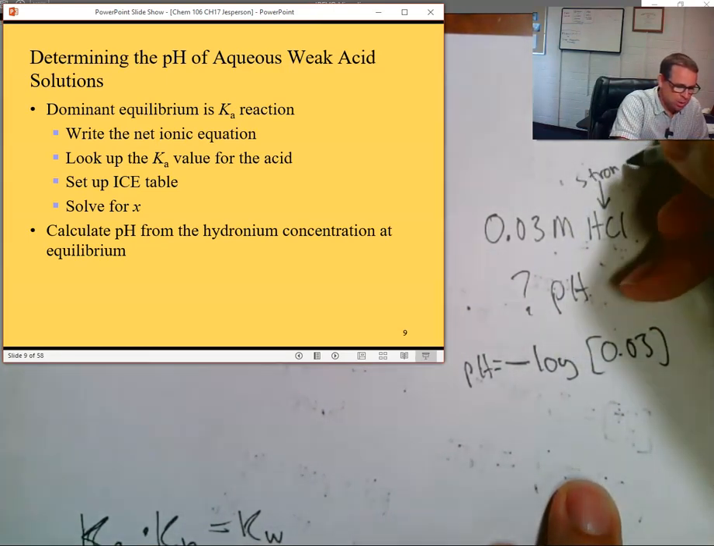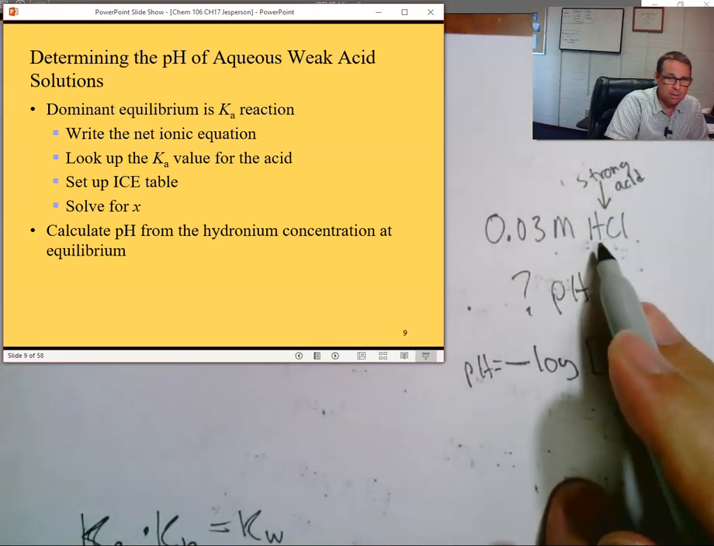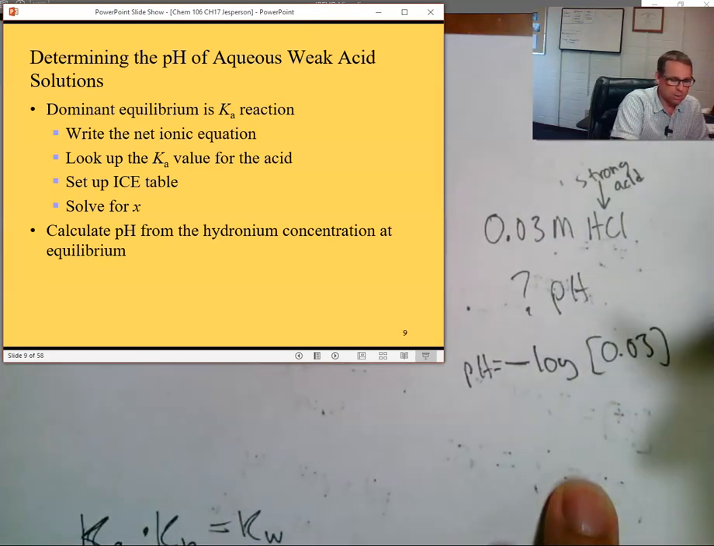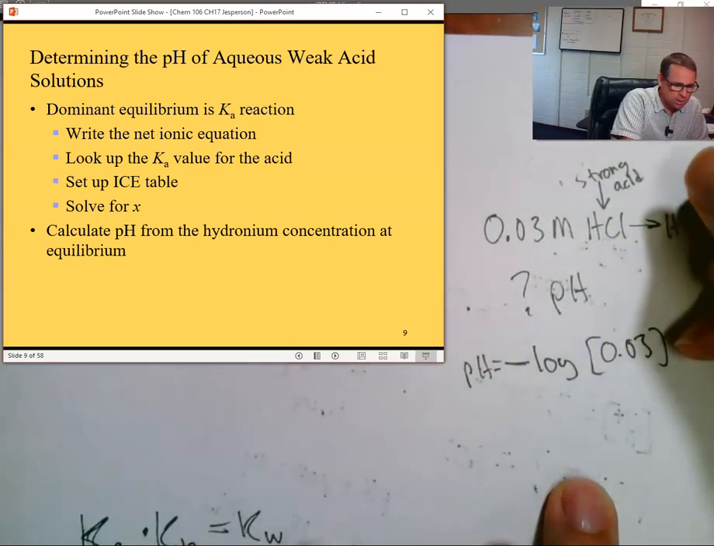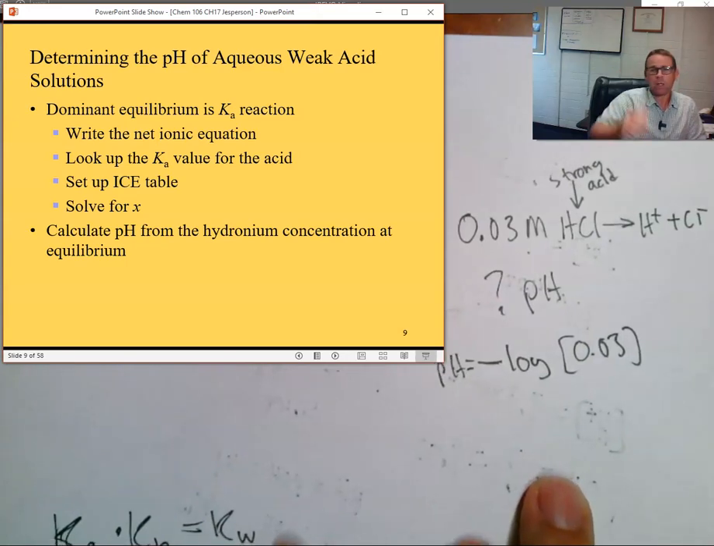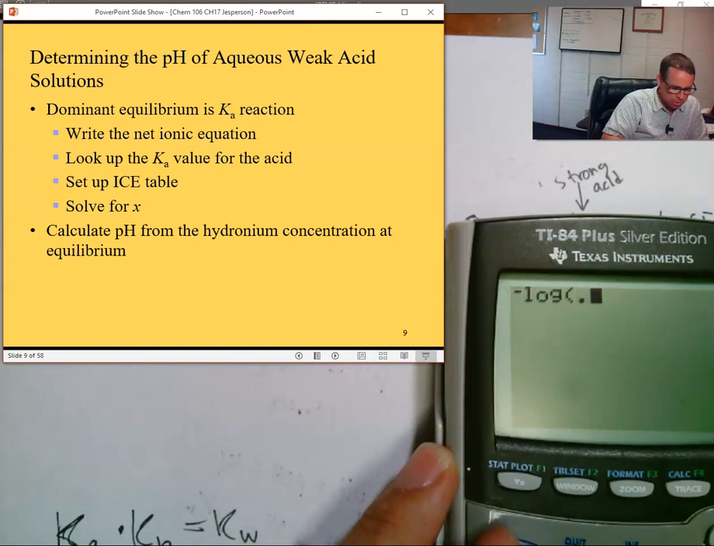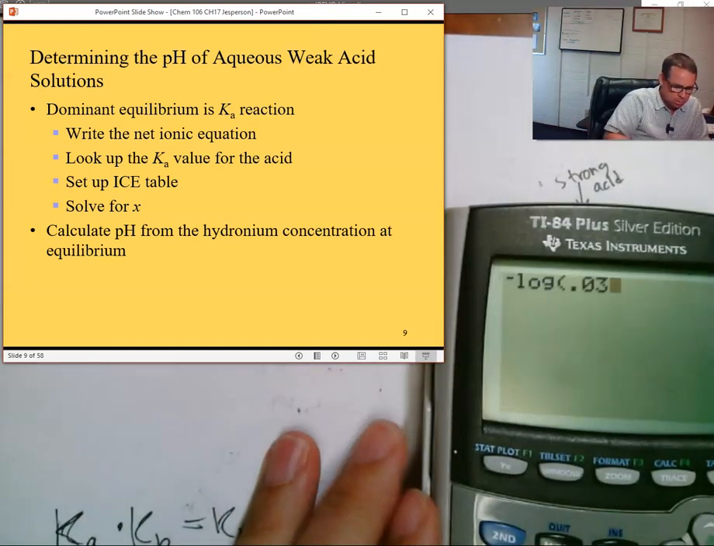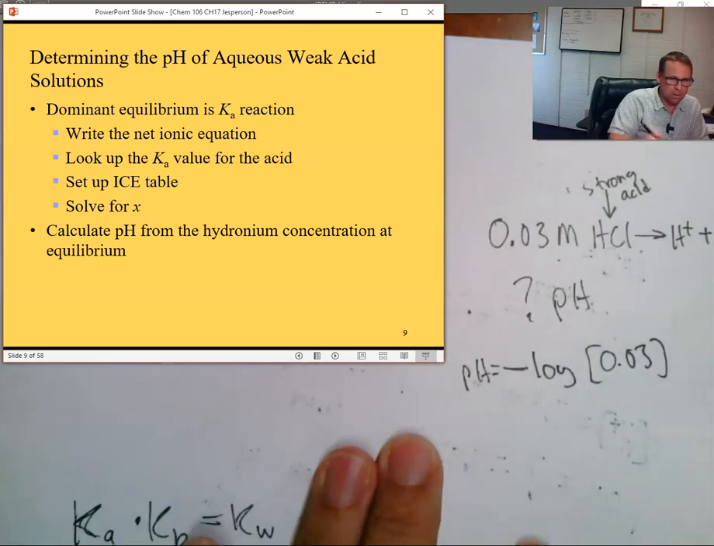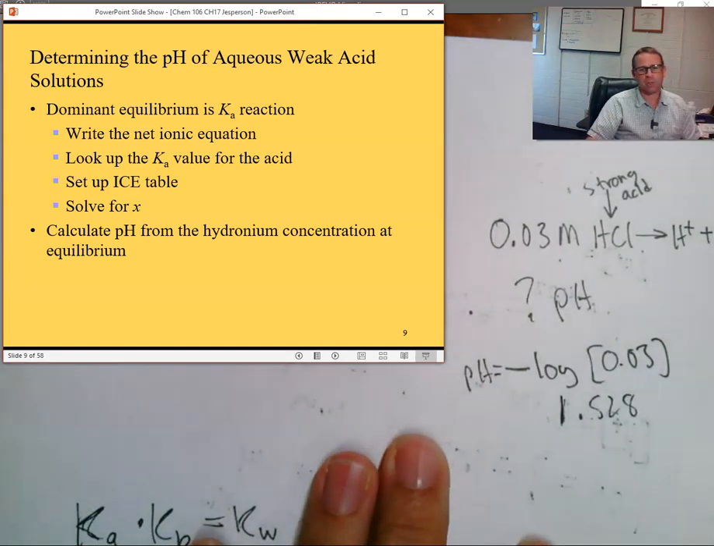That's right. So when we get information about the concentration of a strong acid, it's essentially giving us information about the concentration of the hydrogen ion, because with a single arrow in solution, acids will completely dissociate. Okay, and I'll just do that because we don't want to leave it undone. Negative log 0.03 is 1.528. So the pH of this solution is 1.528.